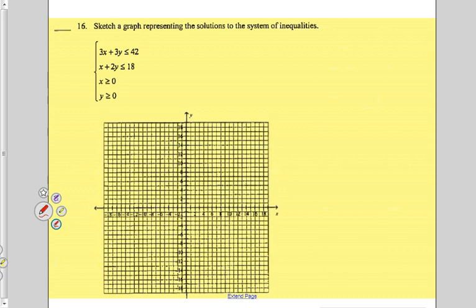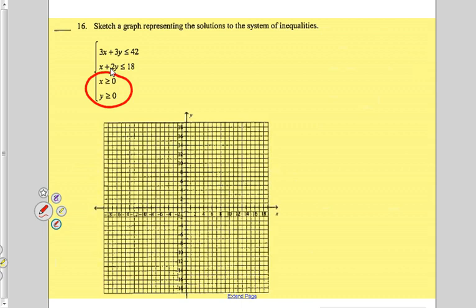Number 16. Now we're going to graph 4 lines and shade either above, below, left, or right. And then we're going to look for the common shaded region.